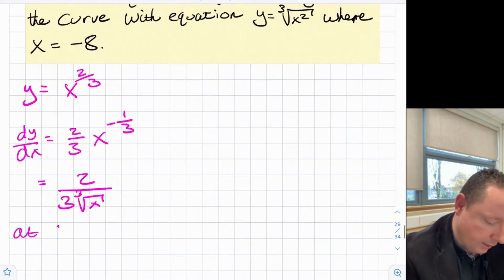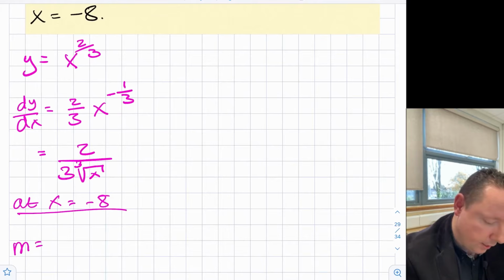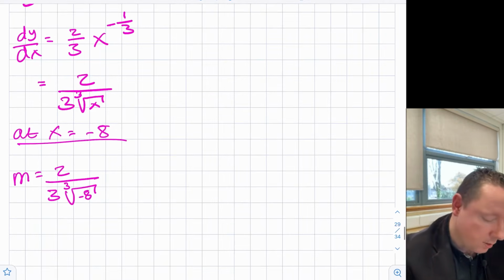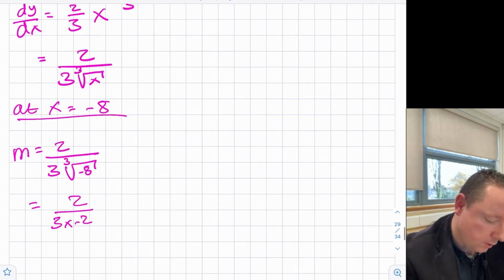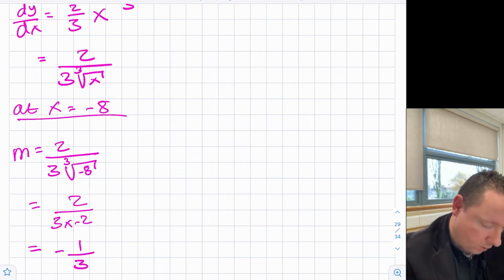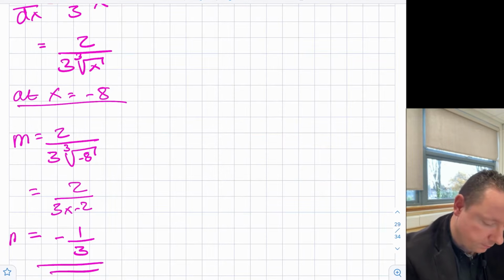So at x equal to minus 8, our gradient equals 2 over 3 times the cube root of minus 8. This could be a non-calculator question, which is why I put it as the third, because the cube root of minus 8 is minus 2. So we get 2 over 3 times minus 2. And simplifying that gives us minus 1/3. So our gradient is minus 1/3.